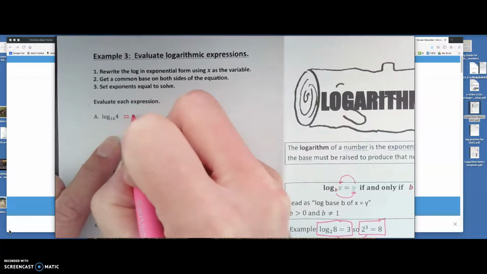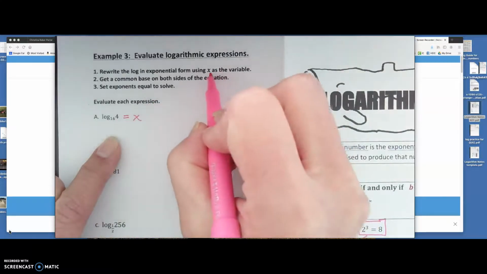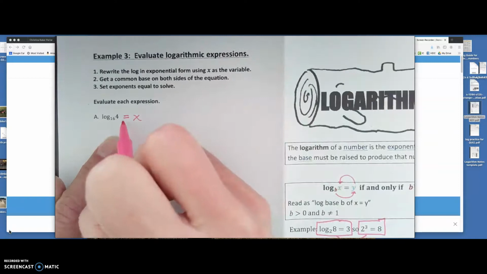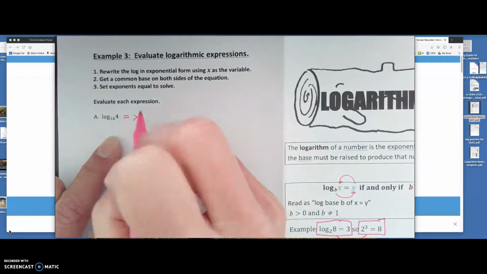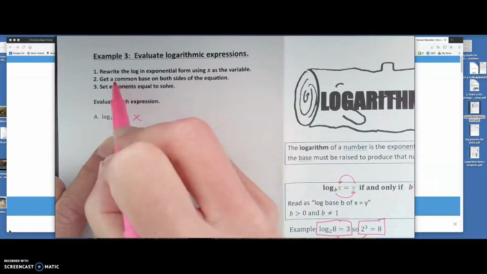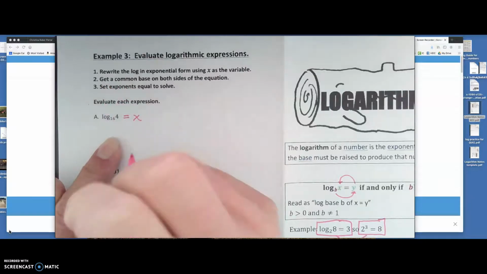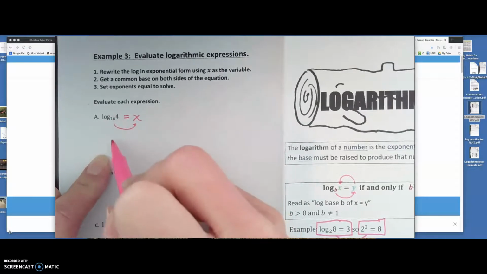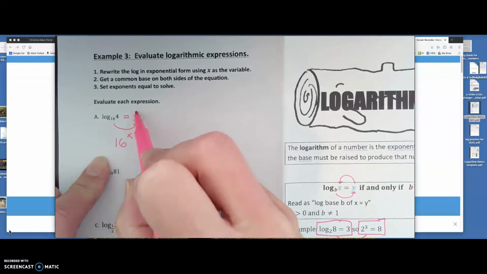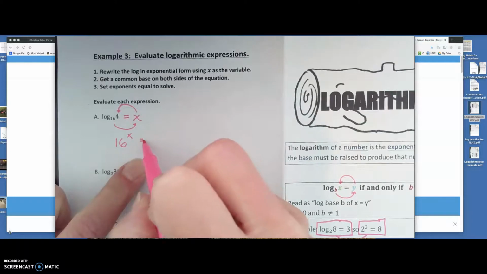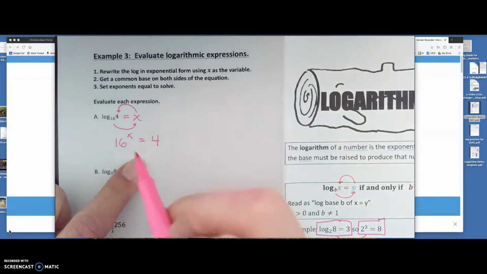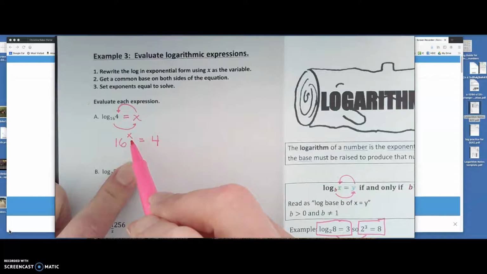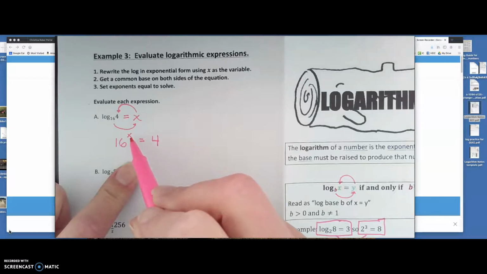So we're going to say equals, and up here for number 1 it says using x as the variable. If we set it equal to x, then we have a way to rewrite this in the exponential form. So I'm going to have you go 16 to the x power equals 4. We need to solve for x. Okay, and it's not necessarily just guessing. I mean, there's some of them where they're pretty easy enough that you could figure out what that number should be.